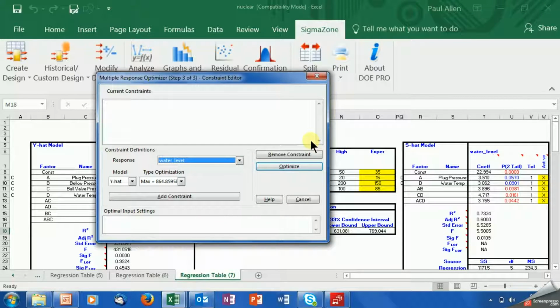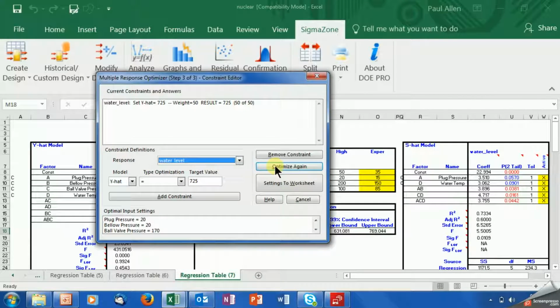And then what we have to do, we have to ask it to hit some target. So I'm going to ask it to go equals to, and I'm going to ask it to hit 725. We're going to go add constraint. Okay, so it's gone up here, and we've asked it to hit 725, and I'm going to hit optimize.